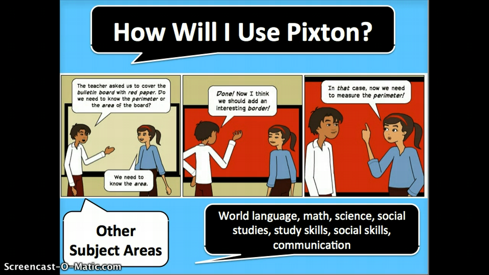Pixton can also be used across all other subject areas, including world language, math, science, social studies, study skills, social skills, communication. In this example, students are demonstrating their knowledge of the difference between area and perimeter, but at the same time, they're also showing elements of writing and reading. So this is something that can be integrated across all different curriculums, which is definitely something that is aligned with state standards.